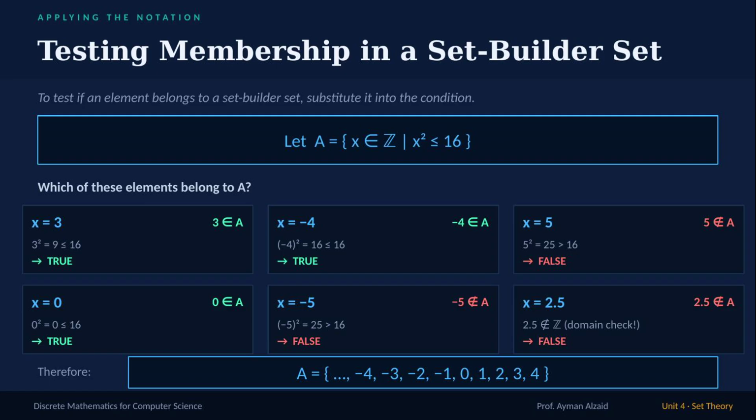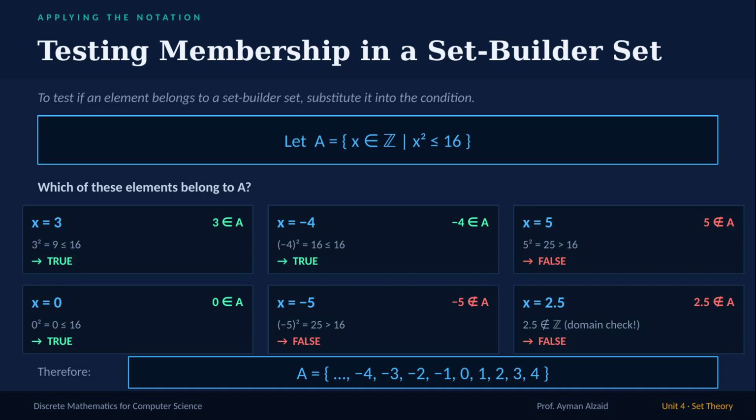X equals 3. Is 3 an integer? Yes. Is 3 squared at most 16? 9 is at most 16, so 3 is an element of A. X equals negative 4. Is negative 4 an integer? Yes. Is negative 4 squared at most 16? 16, so 16. So negative 4 is an element of A.